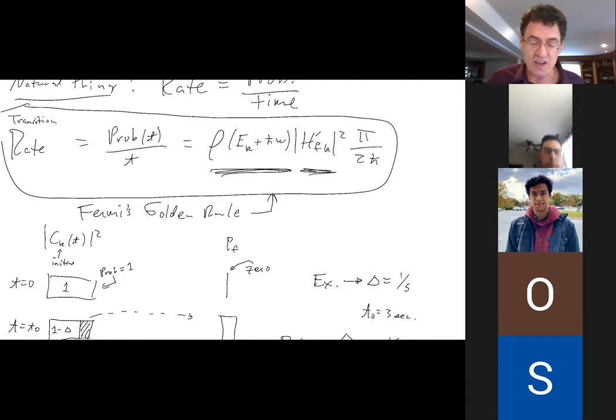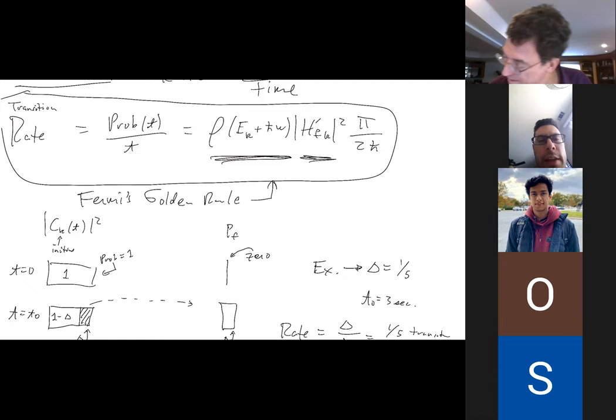Okay, folks. Professor? Yeah. I just had a question. Sure. That equation that's boxed right there? Yeah. If you take the inverse of that, like flip it, can you think of that as the time for all the probability to be in that upper state? No. You would think of that as the time it takes for a transition to occur.